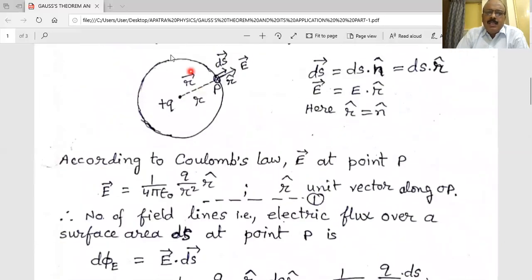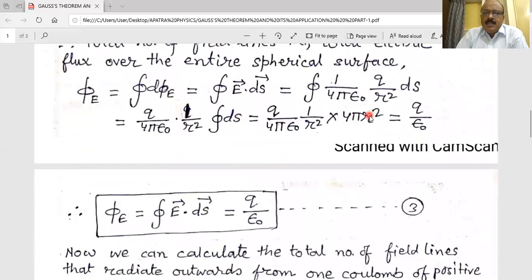Now what is the answer? After calculation we get, observe carefully, q divided by 4 pi epsilon naught, 1 by r square into 4 pi r square, and after that we get q divided by epsilon naught.